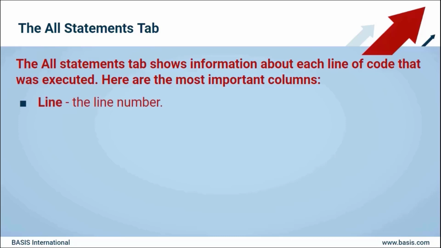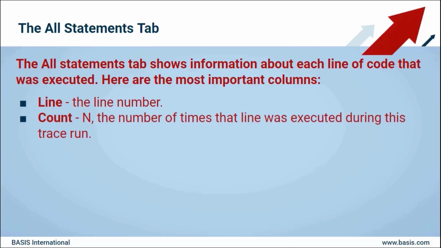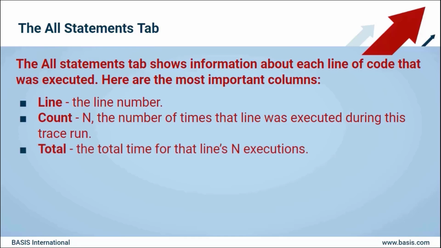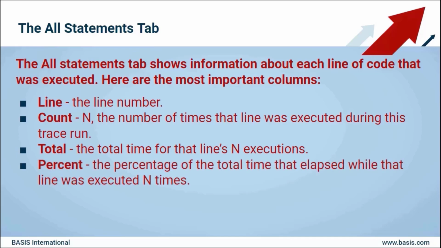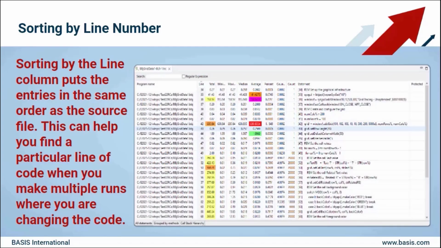This shows each line of code in columns. The line column obviously shows the line number in the source code. The count column shows n, the number of times that that line was executed during this particular trace run. Total is the total time that was used for that line's n number of executions. The percent column shows the percentage of the total time elapsed that was used by this line as it was executed n times. And finally, the statement column holds the source code line that was executed.